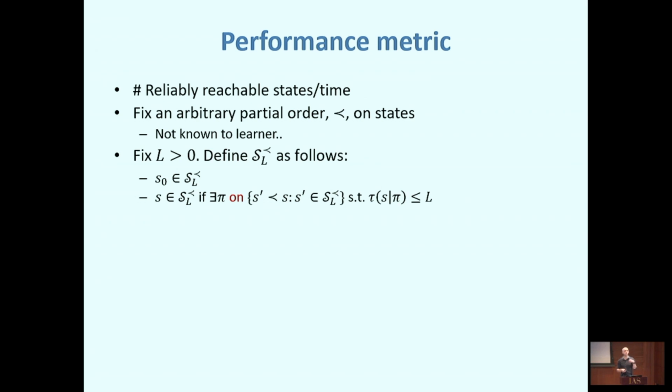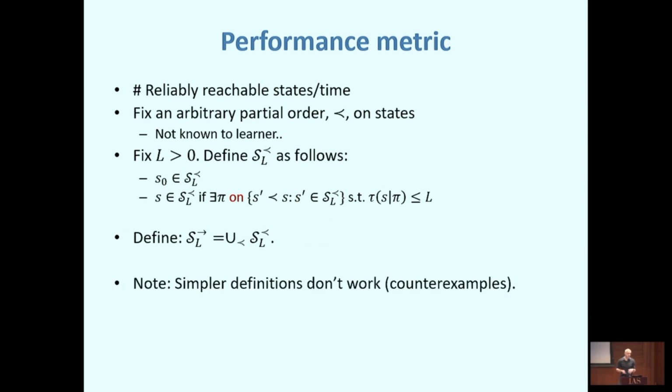And then if you can find a policy that reaches another state in L steps on average, such that the policy stays within the already defined set of states, where you use the partial order to restrict the set of states, then that state is also in the set. Okay? So this partial ordering is just some enumeration. So it gives you an ordering over the states. And then the set of reachable states is not sensitive to this partial ordering. So you take all possible partial orderings, and you say that the set of reachable states in L steps is the union over all possible partial orderings.